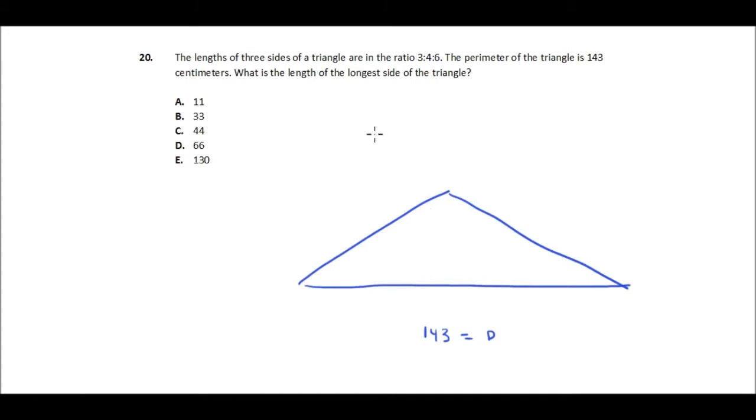Well, one way to solve this is to think about a smaller triangle that's similar to this triangle. And what I mean by similar is that it has the same angles, but it has different length sides, right? A similar triangle has the same angle measurements as another triangle, but it does not have the same length sides. So let's pretend we have this.